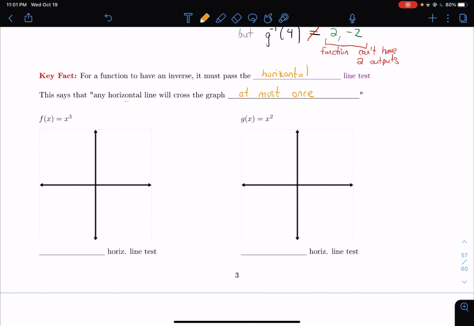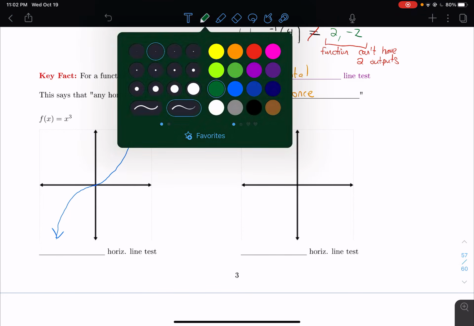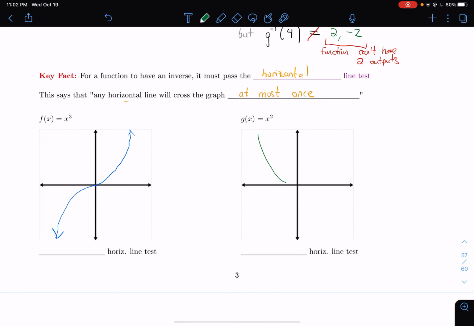Okay, so let me just recopy the graphs. So our x cubed function, this one snakes up. That's kind of flat at the origin, keeps going up. And then our y equals x squared parabola, like this. It's got the vertex at the origin. Okay, so let's look at these two graphs.